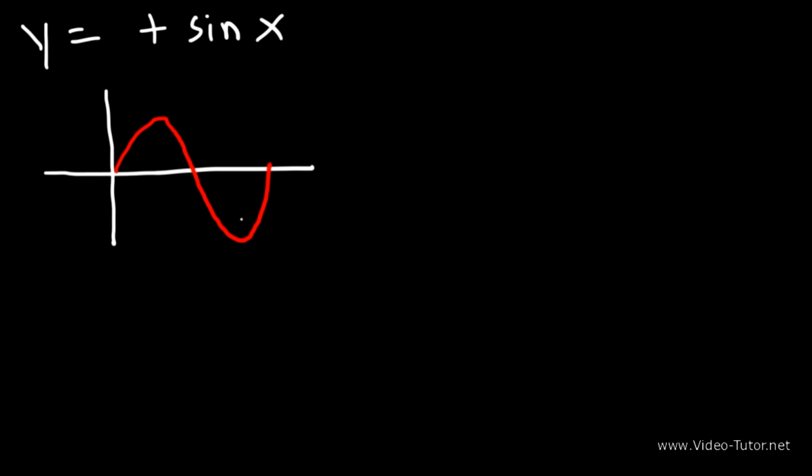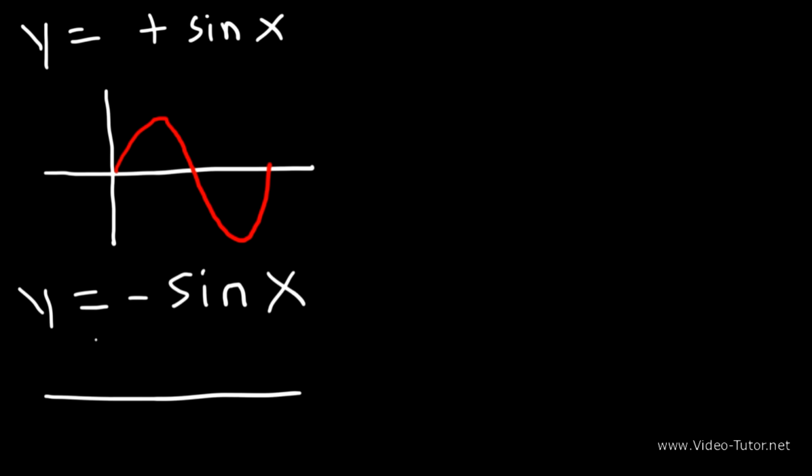Now what about negative sine? How does the graph of negative sine x look like? For this graph, it starts at the center, just like positive sine, but instead of going up, it's going to go down first, and then it goes back to the middle, and then up. So that's the graph of negative sine.